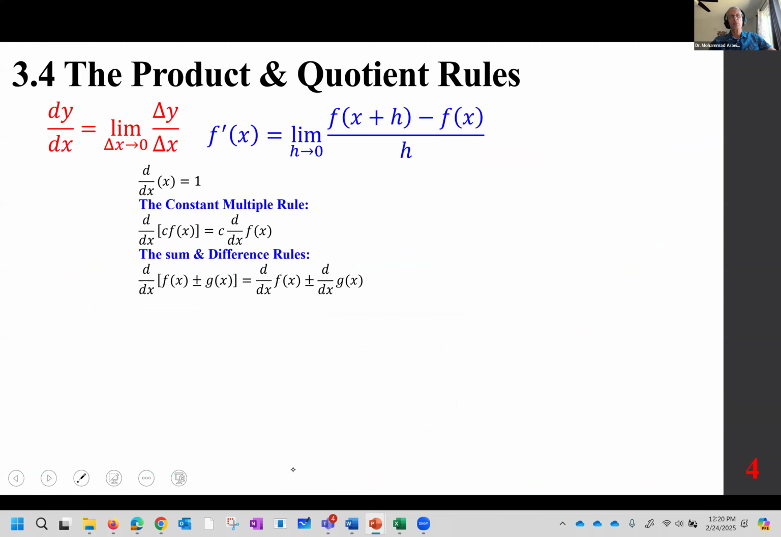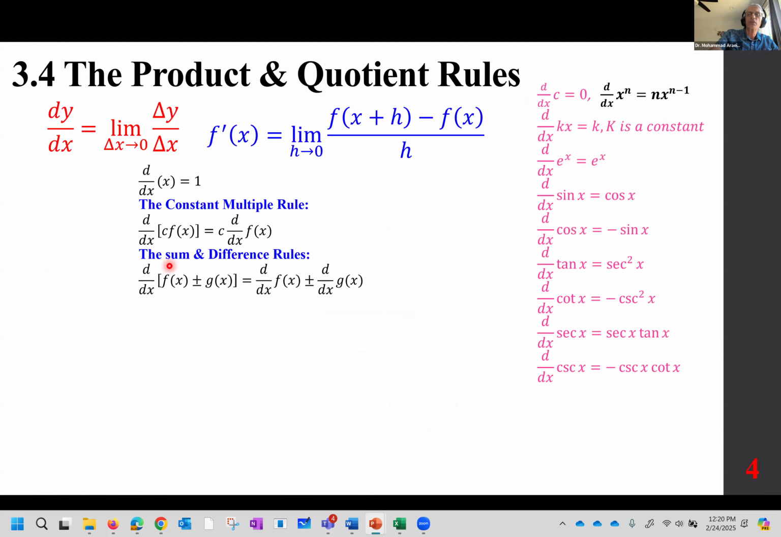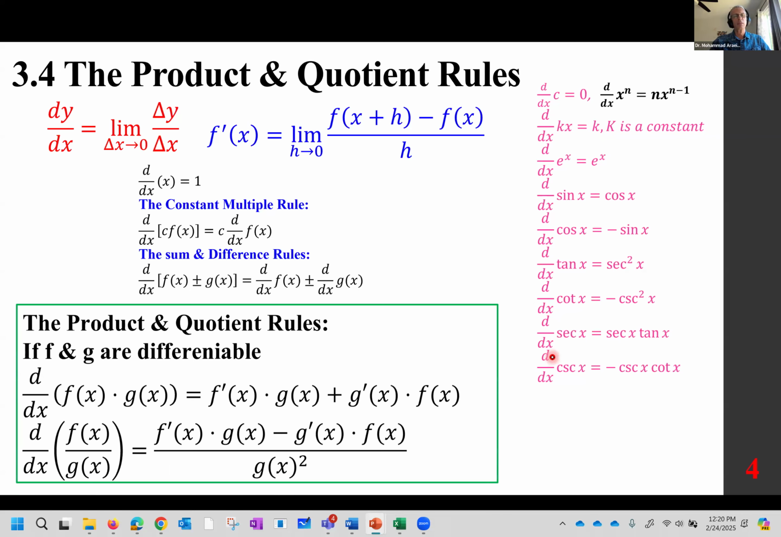And now the product. Again, this is the definition, these two. This is the constant multiple. This is the sum and difference rules. These are various formulas. We've seen the first few, and we will look at the rest of them later on. You've got to be very comfortable with those. And now we are adding the product and quotient rule.